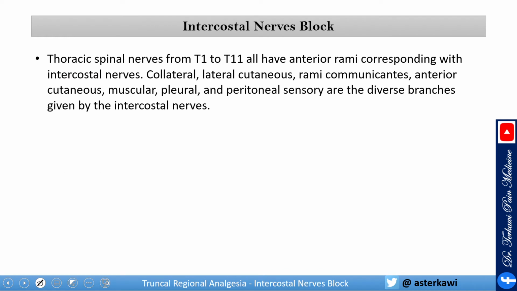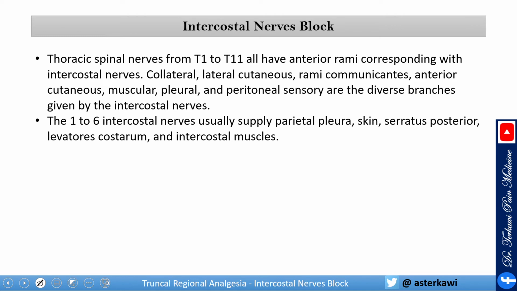So the thoracic spine from T1 to 11, T2 mainly to T11. As I showed you, there is the anterior rami, which gives you the intercostal nerve, and the intercostal nerve gives you many branches as it wraps around, going with the rib. So the collateral, lateral, anterior cutaneous, and some pleural and peritoneal sensory branches.